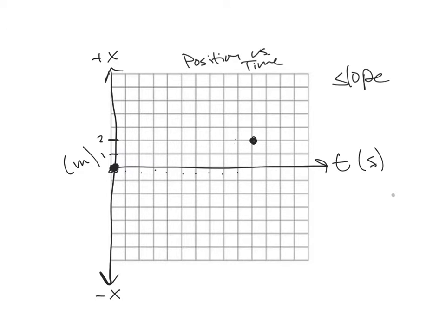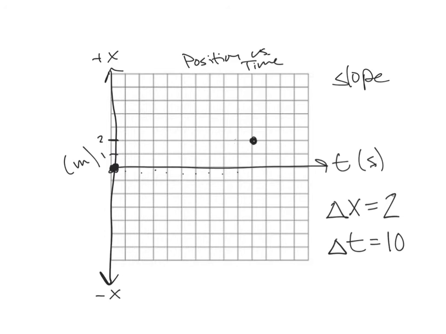Got 1, 2. So we're going to think about how far I went and how long it took me to get there. If I started at 0 and I went to 2 meters, that means I traveled a total distance of 2 meters, which we write as change in x, because that's how much my x changed. Change in x equaled 2. And it took me 10 seconds, so my change in time equals 10.